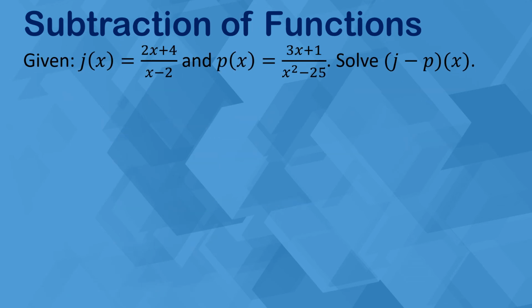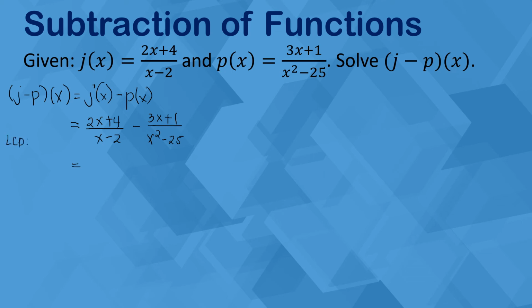So for the last example, we have J of x, which is equal to (2x + 4) over (x - 2), and P of x, which is equal to (3x + 1) over (x² - 25). So we get the difference of J and P. So (J - P)(x) is equal to J of x minus P of x, which is equal to, we substitute the given functions, (2x + 4) over (x - 2) minus (3x + 1) over (x² - 25). Okay, then we get the LCD.